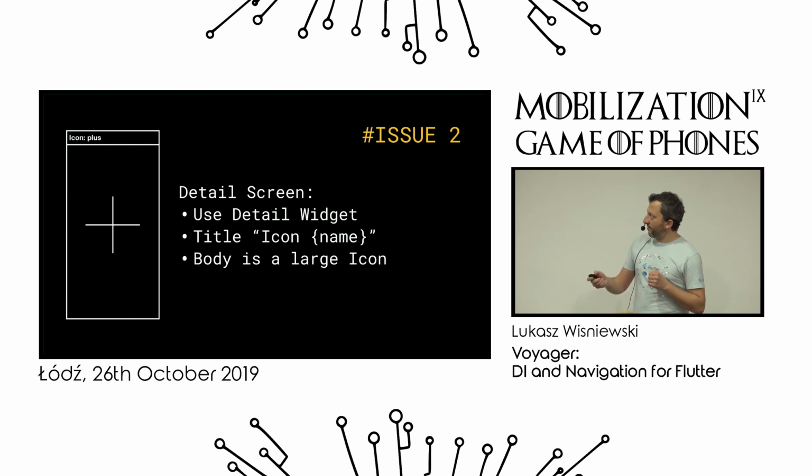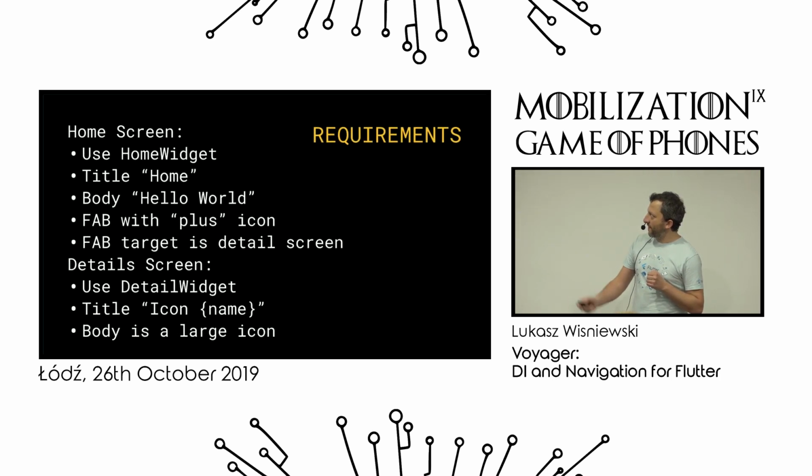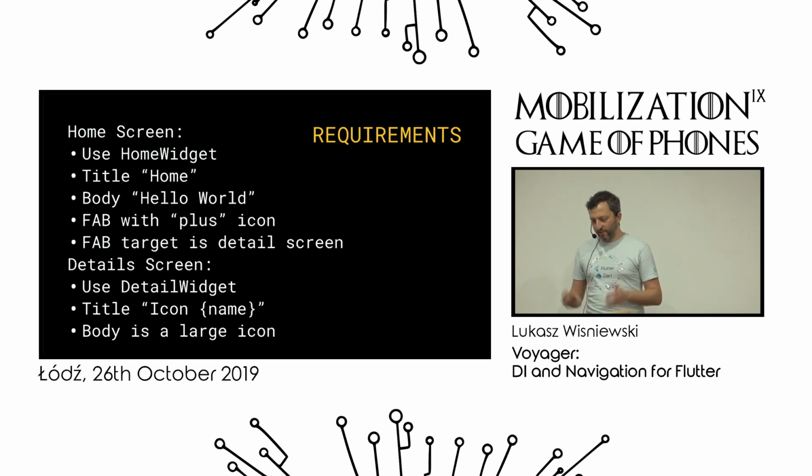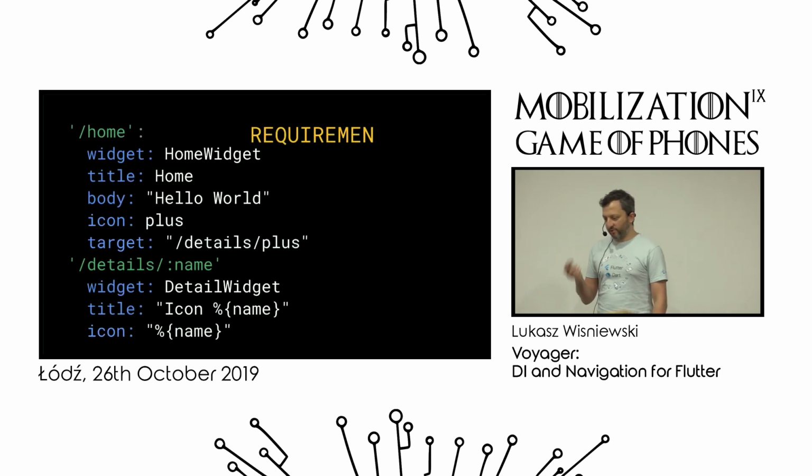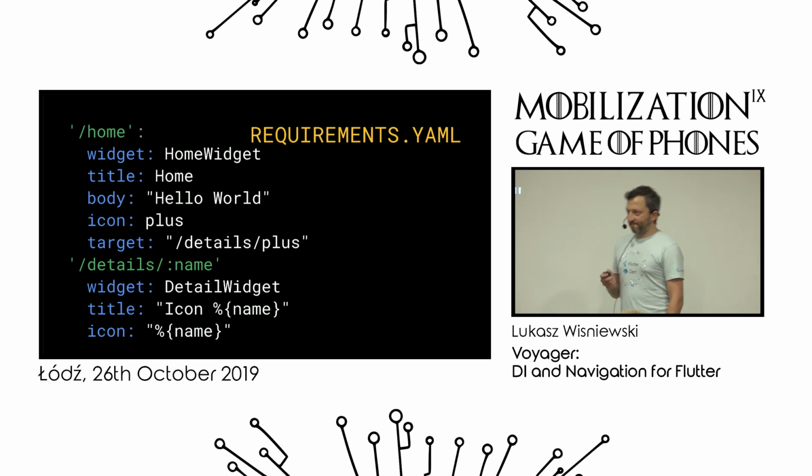Now, if we go to the next slide and group these two tickets together, we get a high-level overview of the requirements for our app. I've put it on purpose as bullet lists because this can be easily turned into a format that's understandable to computers. And this is where Voyager kicks in, and it can help you parse this information for your app.